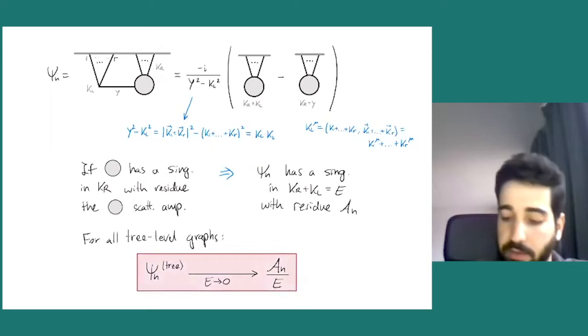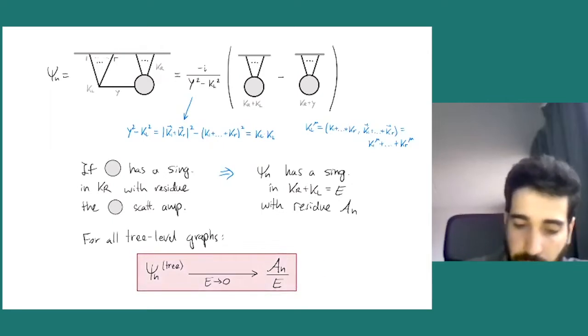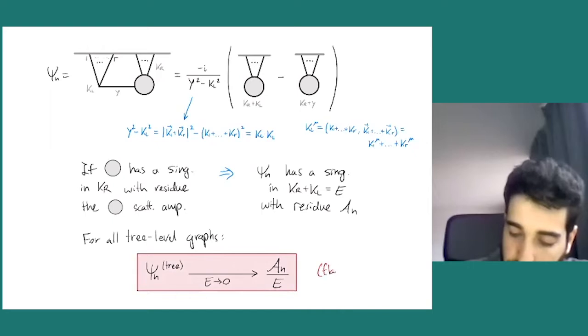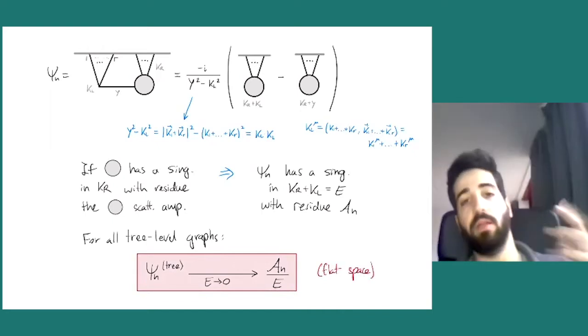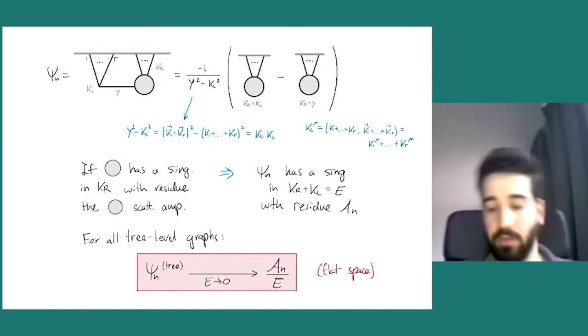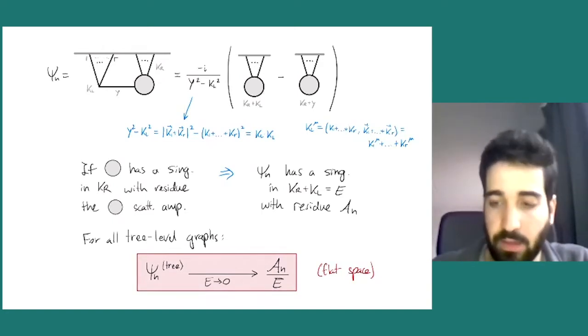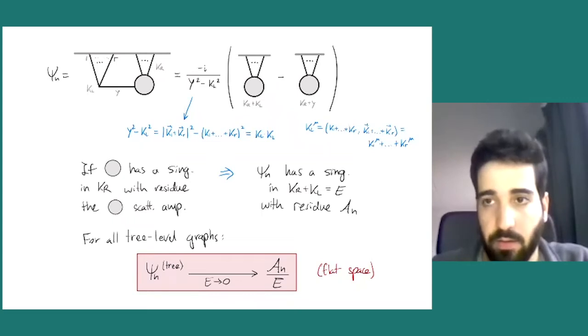It's a singular limit. The singularity is just a simple pole of the total energy, and the residue is the scattering amplitude. Are there questions?